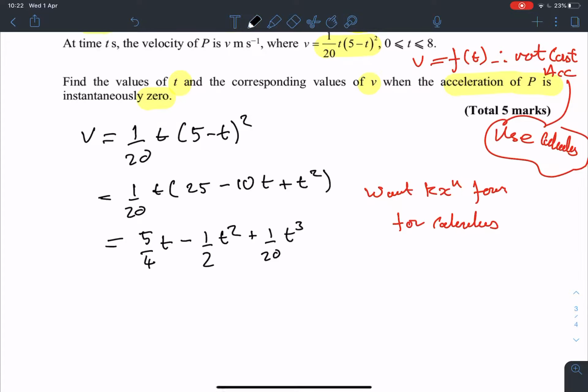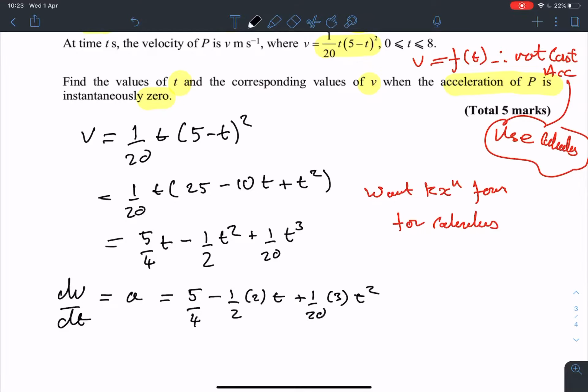So if we want the acceleration, we know that we have to differentiate. So dv/dt, the derivative of the velocity, the rate of change of velocity, is equal to acceleration, which is 5, write down the constant, derivative of t is 1 in effect, write down the constant, bring down the power, subtract 1 from the power, plus write down the constant, bring down the power, subtract 1 from the power, tidy it up: 5 over 4 minus t plus 3 over 20 t squared. So we've done the differentiation, let's check the question.